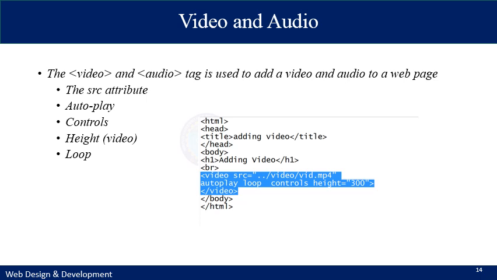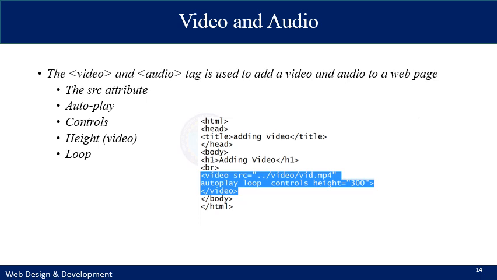Audio and video elements can also be added to your web pages. The video tag and the audio tag are used to add video and audio to the web page. The important attributes are the source attribute that specifies the file for the audio and the video tag. Autoplay specifies that whenever the page loads, if you have set autoplay, then the video or the audio will be autoplayed.